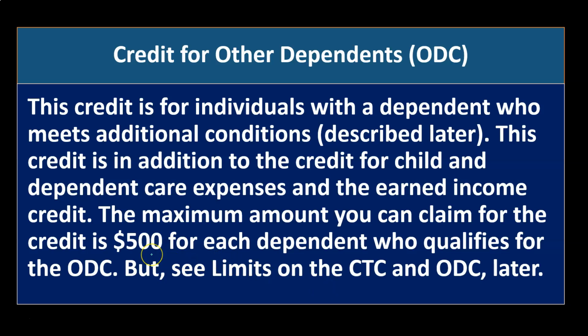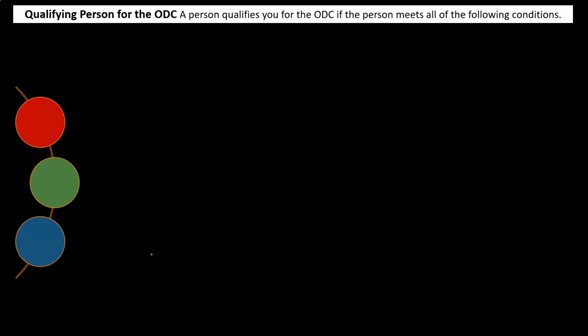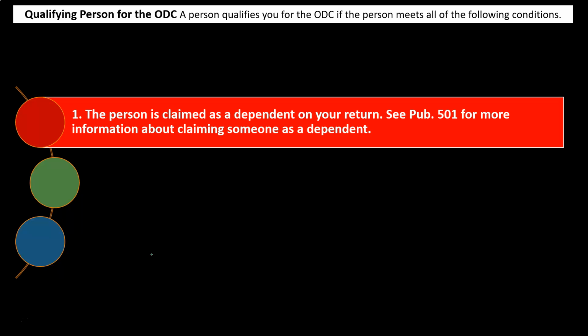So notice this is $500, so per qualifying dependent, you can either have one or the other. You can't take both the ODC and the CTC, the credit for other dependents and the child tax credit. So you first see if you can get up to that $2,000 amount, and if not, then you move on to see if you can get the ODC, the other dependent credit. So, a qualified person for the other dependent credit: a person qualifies you for the ODC if the person meets all of the following conditions. And again, you first looked into the child tax credit, because if they qualify as a qualifying child, that's going to be one thing that's going to disqualify them typically for the ODC, because you're going to get the bigger credit, most likely, of the child tax credit in that situation.